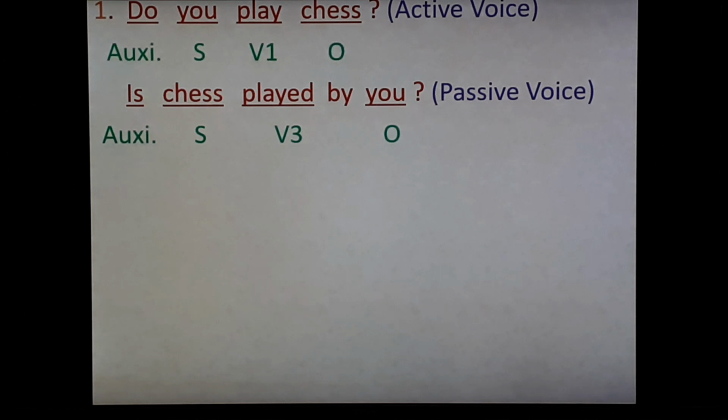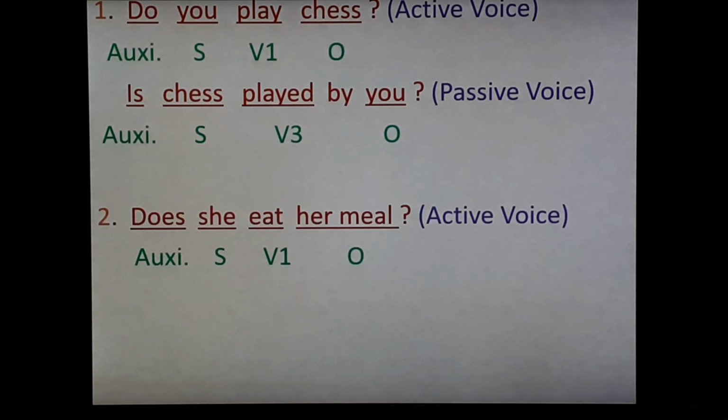Next example. Does she eat her meal? So here also find out subject, verb, object first. Here, does is the auxiliary, she is the subject, eat is the V1 form, and her meal is the object. Okay, this is an example of simple present tense. Why? Because does is given.